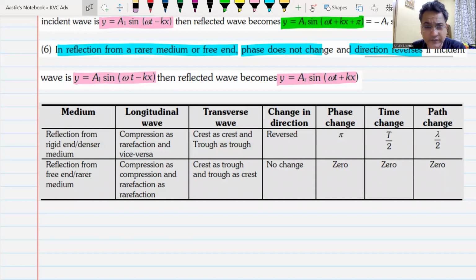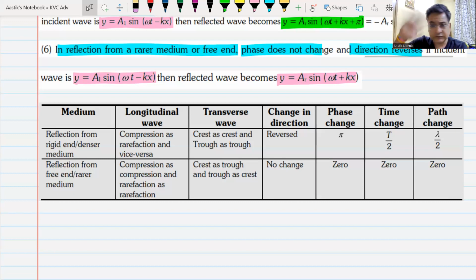Now this is a table where everything has been summarized, what changes, what does not change. Remember, frequency always remains constant. Do we understand this? Yes, sir. This is the concept of reflection of wave. Remember what happens when waves are transmitted or refracted. Phase never changes, frequency never changes. The only thing that changes is the speed or the wavelength of the wave. Do we understand this, or has this gone above our head?